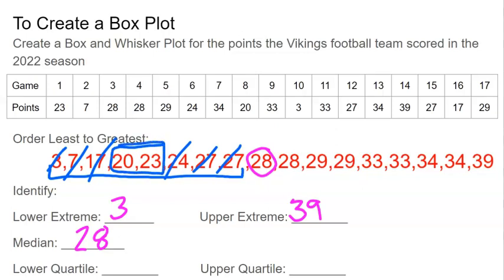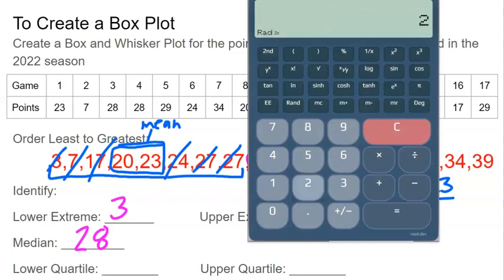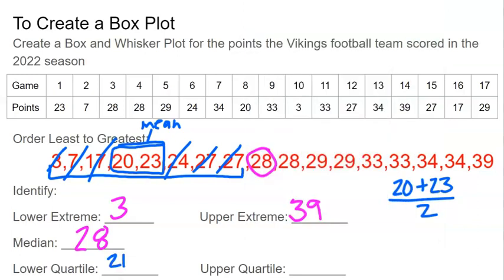So what we're going to do is find the mean, or the average, of these two, which you did in your Unit 1 intro. So we're going to take 20 and add it to 23 and then divide by 2. And you can use your calculator. 20 plus 23 is 43, divided by 2 is 21.5. So that would be our lower quartile. That would be the 25% mark in the data, or 1/4 of the way through.